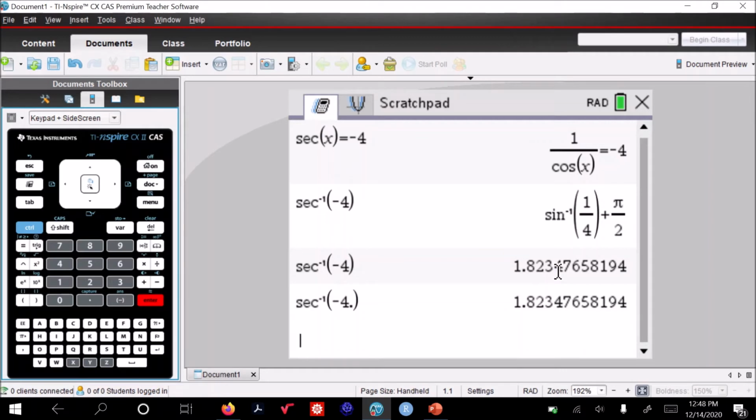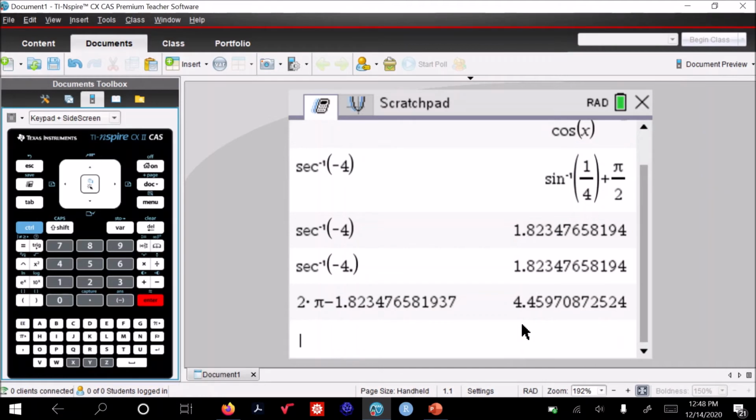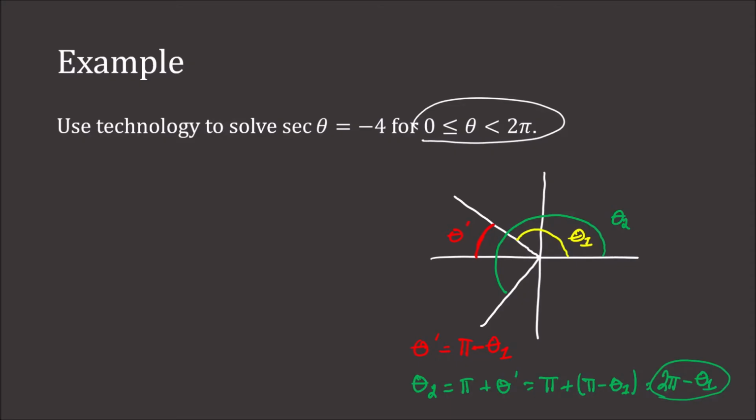Now what we want to do is we want to find the second solution. Now remember, this was done by 2 pi minus this first solution. And we always want to use an exact answer here, so 2 pi minus, and now all we have to do is hit control. Right here, this negative is answer. Hit enter, and that'll be our second solution. So about 4.460. And as we just saw then, theta would be the solution set of 1.823 and 4.460.